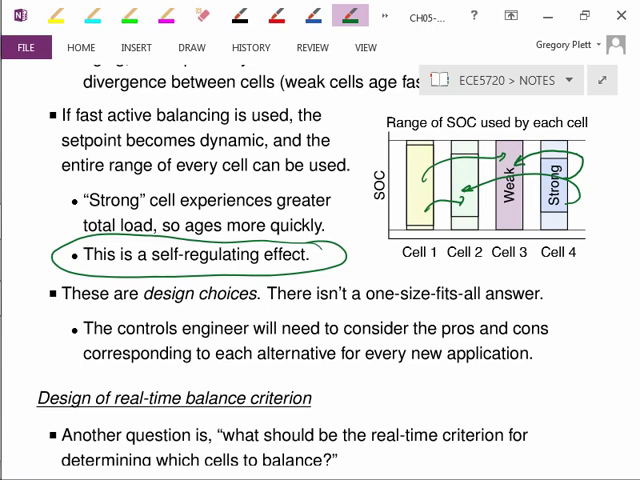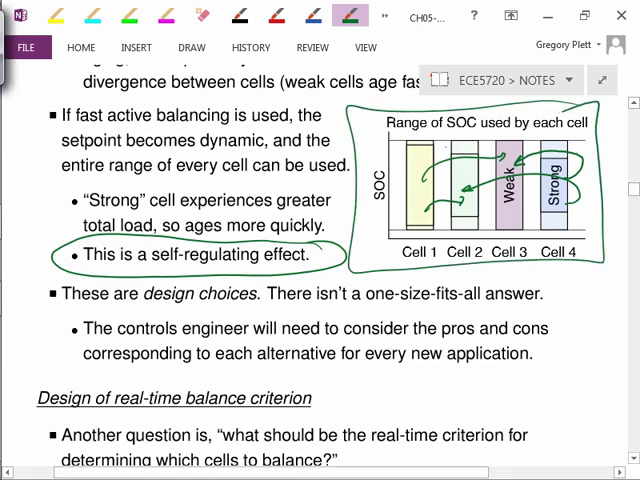As a controls engineer, you're going to have to consider what the advantages and disadvantages of each one of the alternatives are for your application and decide which one to use. If cost was not an issue, probably we would always choose this, but active balancing is quite a bit more expensive to implement than passive balancing. And you're going to do a project where you may actually conclude that active balancing is not really necessary.